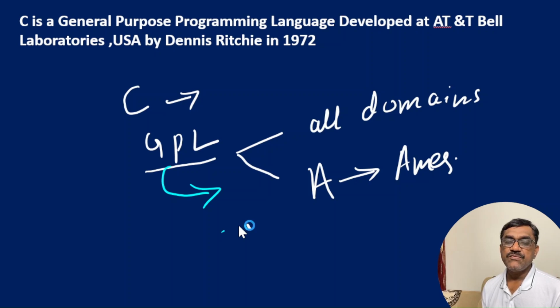You can use C for any kind of field or any kind of area, or we can say the domain. It is used in the medical field, it is used in education, it is used in the science. Everywhere we can apply the concept of C programming. So that's why it is named as general purpose programming language. So after this topic, let us have the important features of C programming.